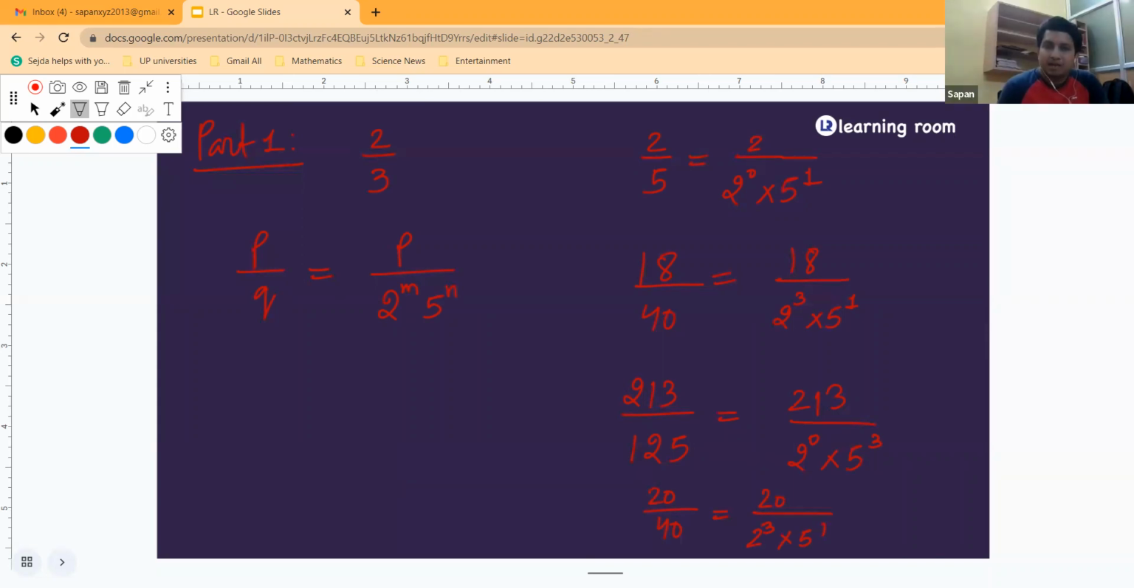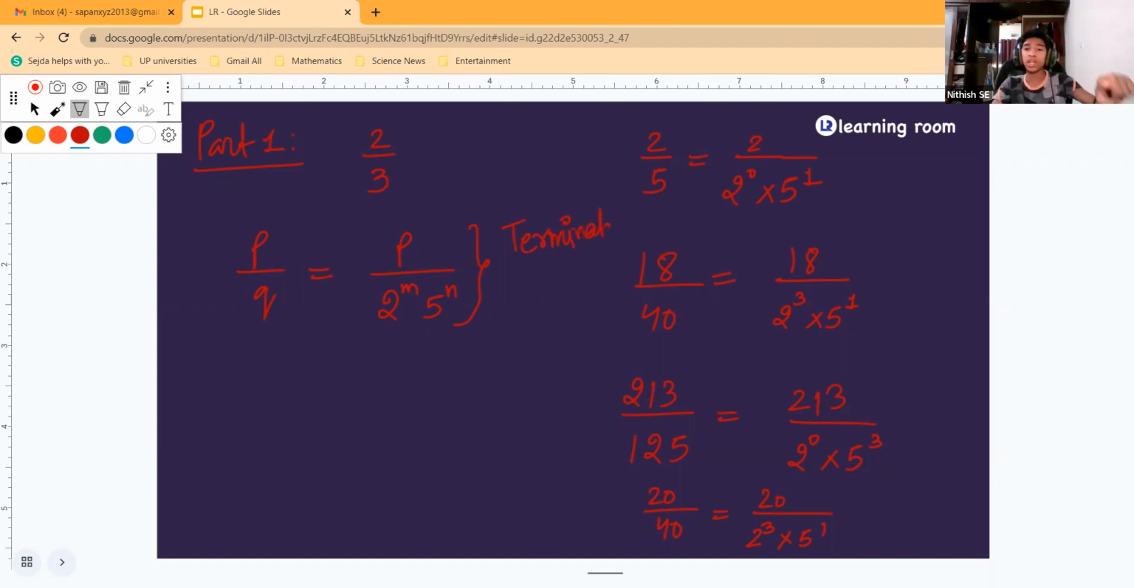So the plan is a number will be terminating only and only when the prime factorization of the denominator is of this form. For 2 by 3, I can't do this. So if the denominator does not factor as 2 to the power of m and 5 to the power of n, that is a non-terminating number. So this is the terminating format.